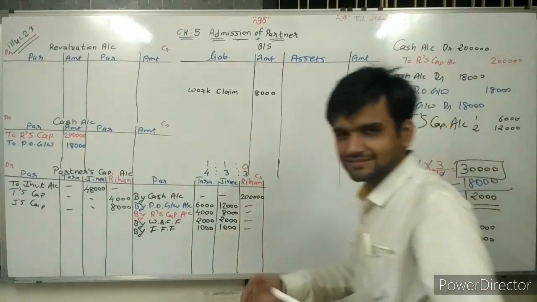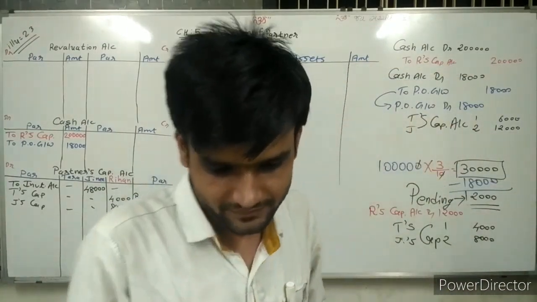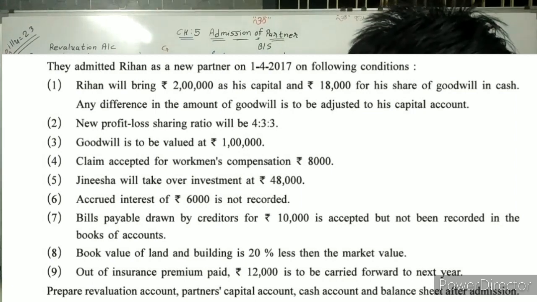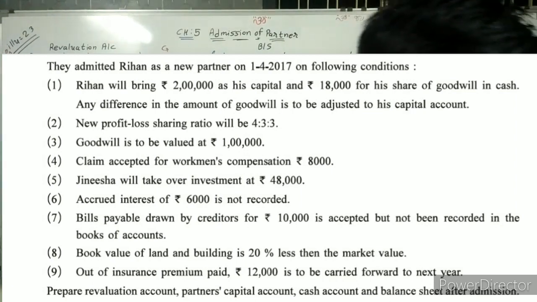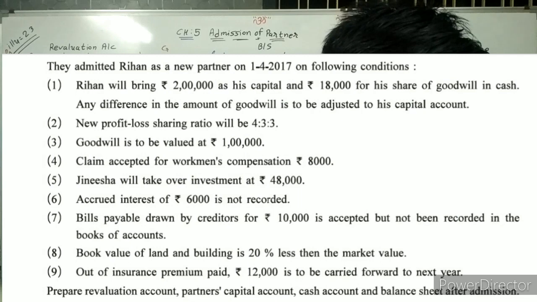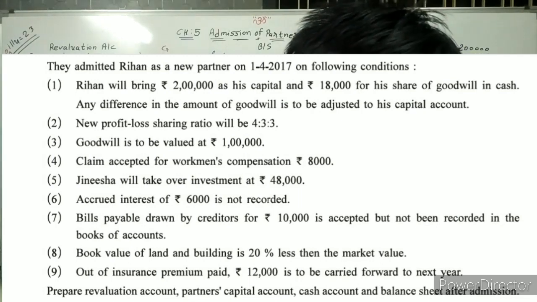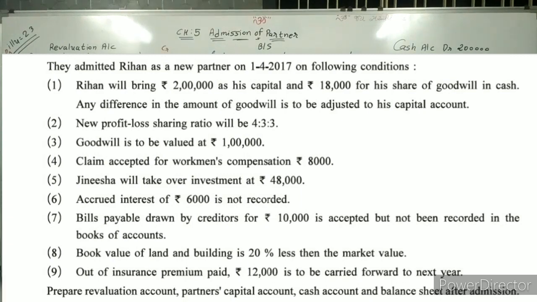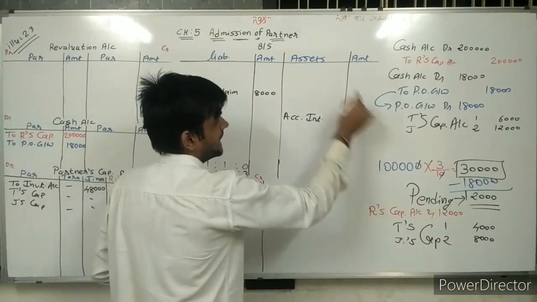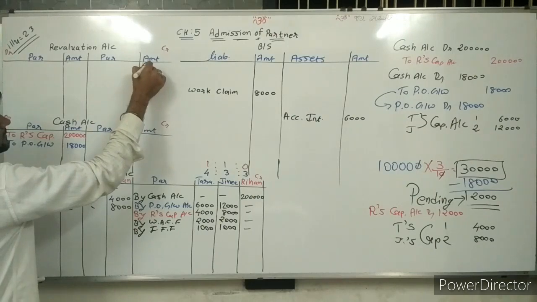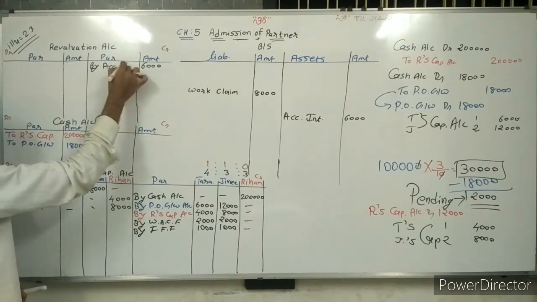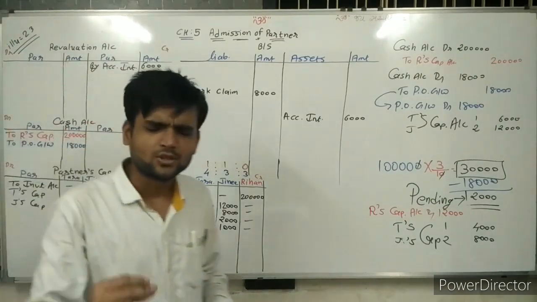Now going ahead, try to understand. Next, this is the turning point. Very important. Now, sir, accrued interest of ₹6,000 is not recorded. So, happy, sir, we need to take the interest. Here accrued interest is an asset increase, so write it on the happy side, by accrued interest account. Simplest one. Going ahead.